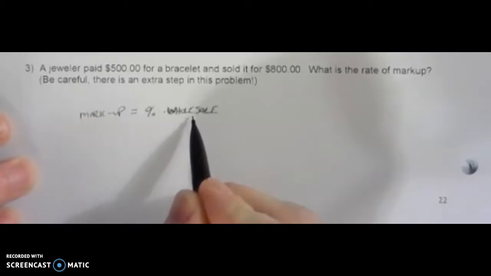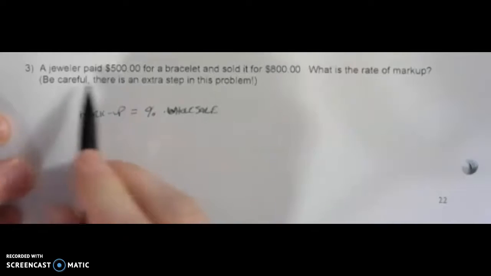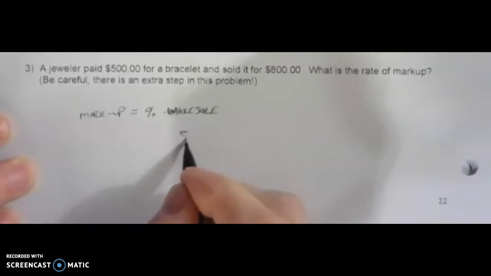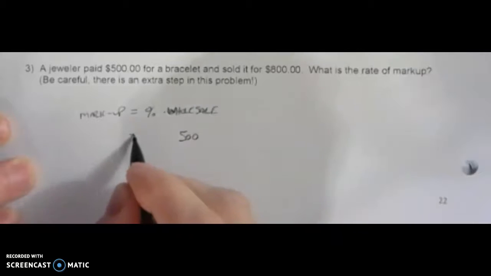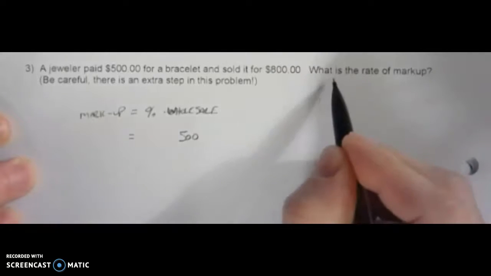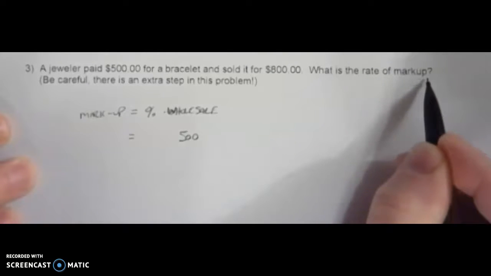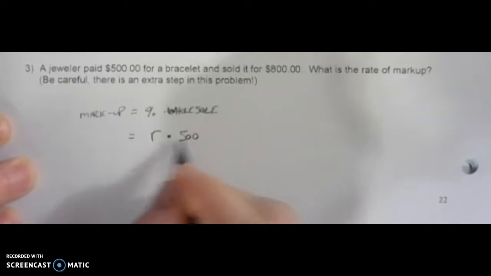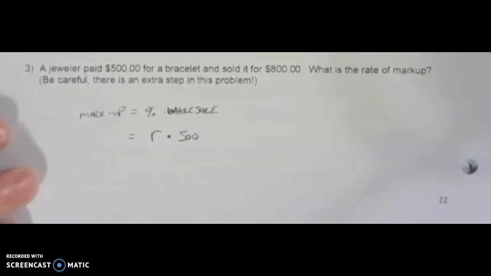Okay, so the wholesale price is what the jeweler paid. The jeweler paid $500 for this bracelet, so we can put 500 in for the wholesale price. And they want to know at the end here, it says, what is the rate of markup? So we can call our percentage R. R times 500 is what we have on the right-hand side.